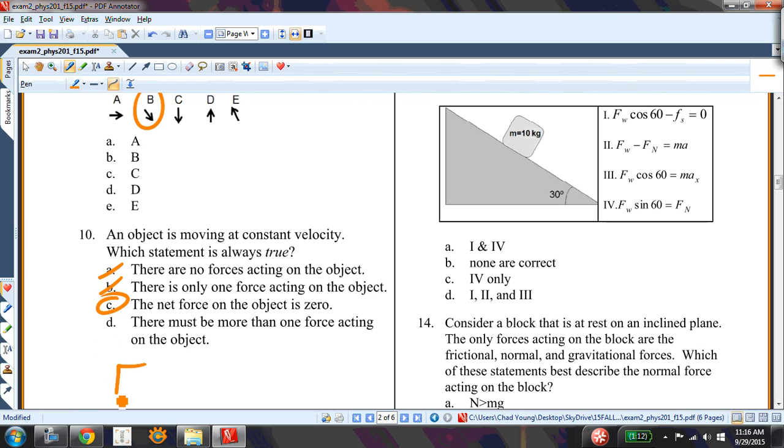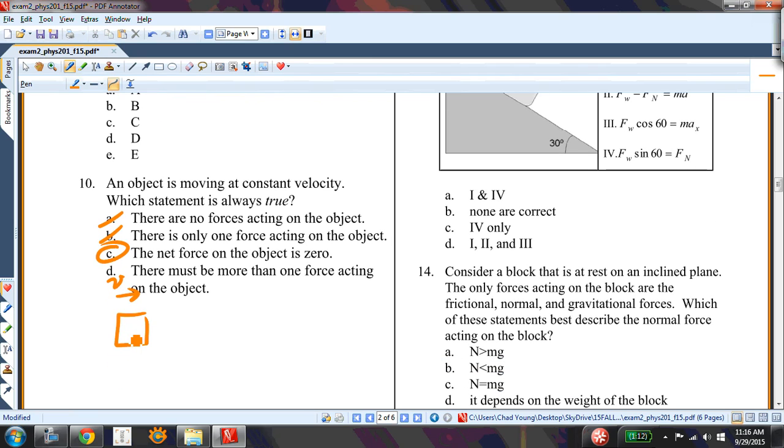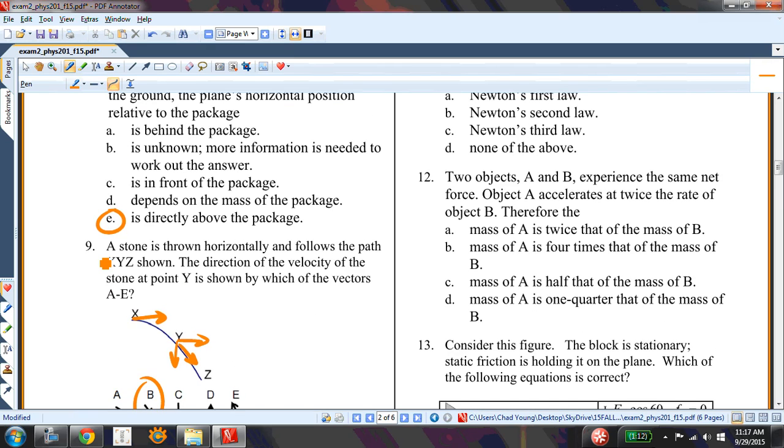B, if you have an object that's moving at constant velocity in this direction, say it's on a frictionless surface, you would still have the force weight. So you could have B, but not necessarily. And there must be more than one force acting on the object. That's not true either. If it's moving at constant velocity, the acceleration is 0. If the acceleration is 0, the net force is also 0 by Newton's second law.